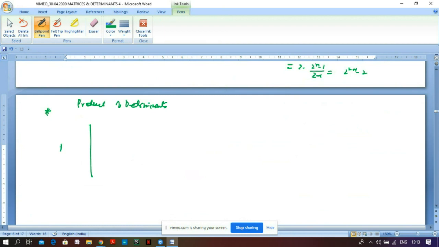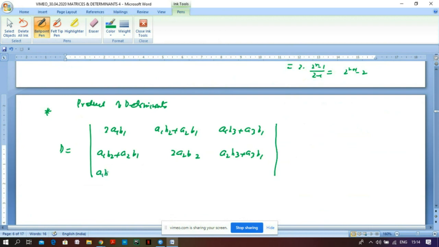So we have got some determinant D: the first row is 2a1 b1, a1 b2 plus a2 b1, a1 b3 plus a3 b1, and the second row goes like a1 b2 plus a2 b1, 2 a2 b2, and a2 b3 plus a3 b2. And naturally the third row, you have guessed by now: a1 b3 plus a3 b1, a3 b2 plus a2 b3, and twice a3 b3. And you want to evaluate D.